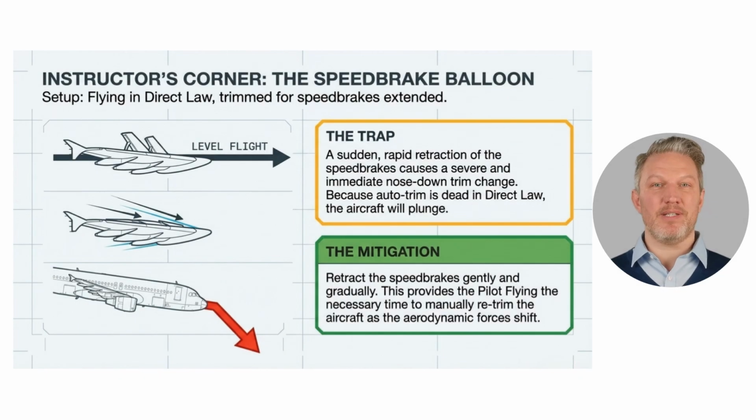Similarly, watch for the speed brake balloon. If you are trimmed for speed brakes extended in direct law, a rapid retraction will cause a severe nose-down trim change. Without auto trim, the aircraft will plunge. Retract the speed brakes gently and gradually to give yourself time to manually retrim as the aerodynamics shift.